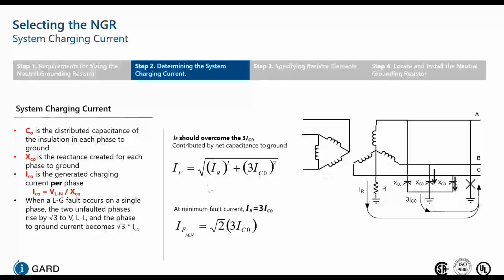And if you wanted to determine what the fault current is, in this particular case, if you take the fault current here on A phase, it is equal to the resistive current plus the capacitive charging current. So you can see that if the resistive current is 5 amps and your capacitive charging current is 5 amps, your maximum fault current is going to be 7.07 amps because you add them up vectorially.